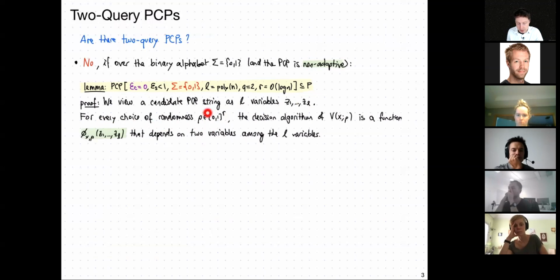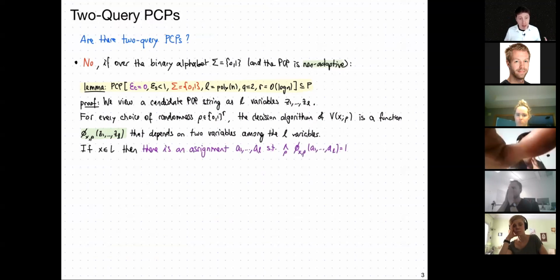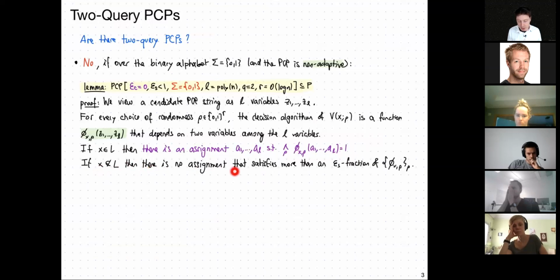For every choice of randomness of the verifier, the decision of the verifier is some function of these variables that depends on two variables among the L, because on this randomness I make these two queries, on this other randomness I make these other two queries. So my decision is a function of two out of the L variables, and this function depends on the randomness and on the input X. Therefore, if X is in L, there is an assignment to the variables such that the conjunction of all of these functions is 1. And if X is not in L, then there is no assignment that satisfies more than some epsilon-soundness fraction of these functions, predicates, essentially.